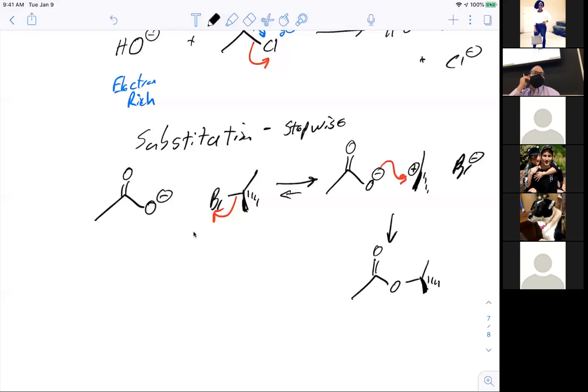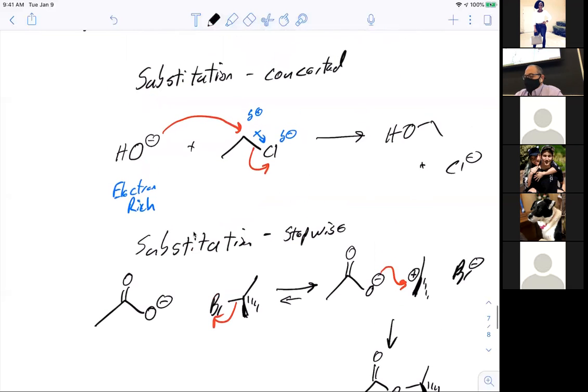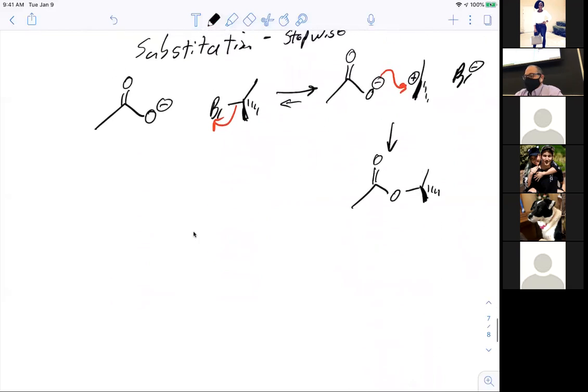Right? And in this case, we have stepwise. And we'll spend a lot of time on this later on. But right now, just think about these different types of processes that can be happening. Okay, so concerted, all happening in one step, we get a substitution. And stepwise, taking steps to get there.